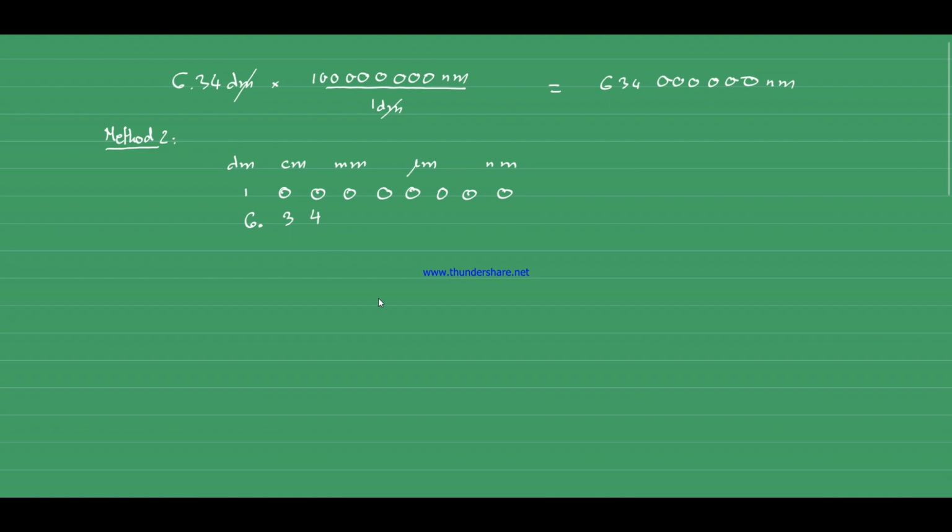Then you start moving your decimal place until your decimal place is at the end of the 0 here. So you have 1, 2, 3, 4, 5, 6, 7, 8. Then now you put the 0 in. So your answer would be 6, 3, 4, and put the 0 in. 0, 0, 0, 0, 0, 0. So you see that the answer is the same.